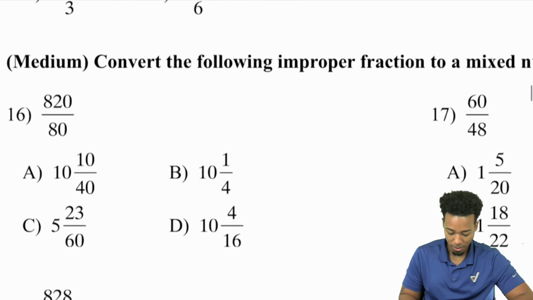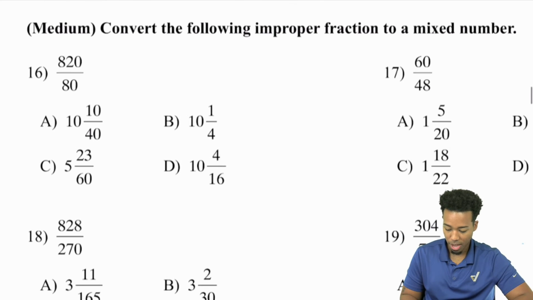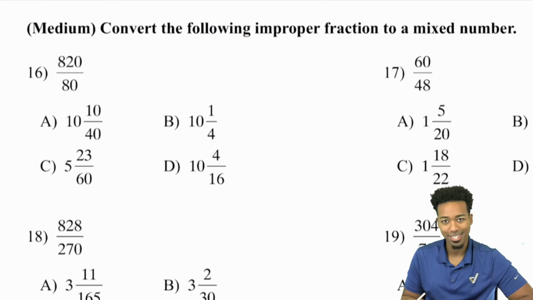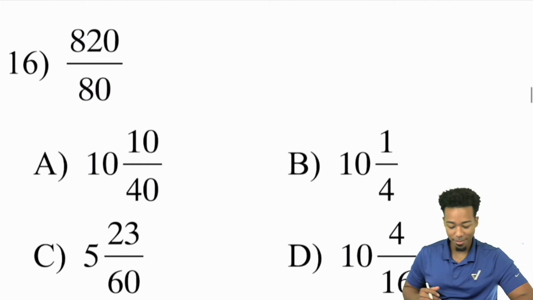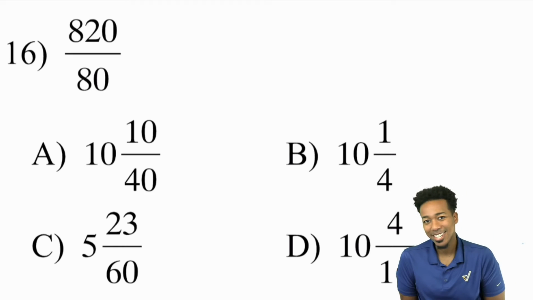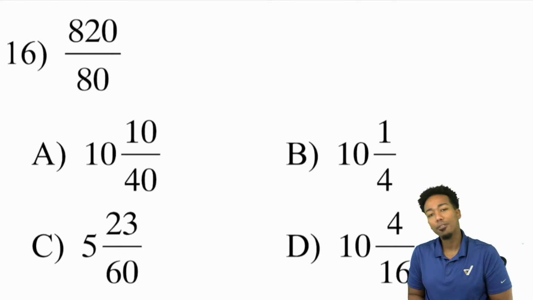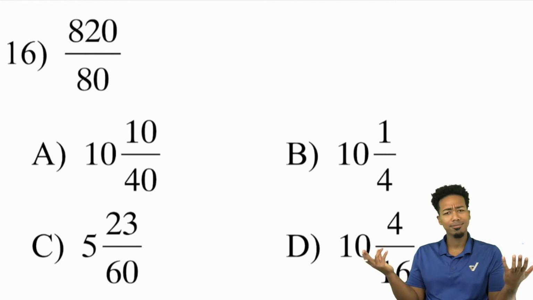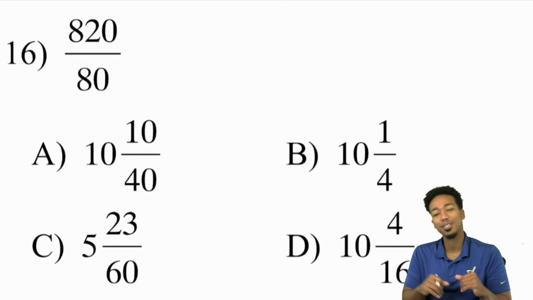Here's the medium section. Convert the following improper fraction into a mixed number. Let's get it done. So we have number 16 over here. 820 over 80. What can we do here? Well, first and foremost, again, same thing. Simplify it first. Give yourself an easier time.